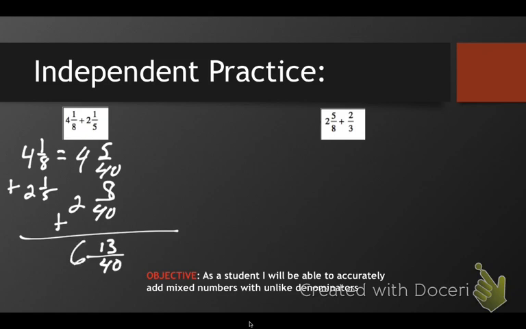And 4 plus 2 is 6. Now, thankfully, 13 is a prime number, and it does not go into 40 evenly. So our answer is actually done. You should have gotten 6 and 13/40.